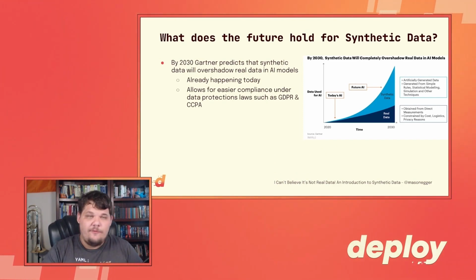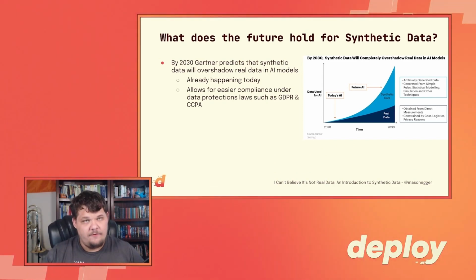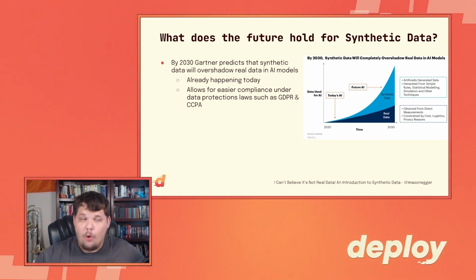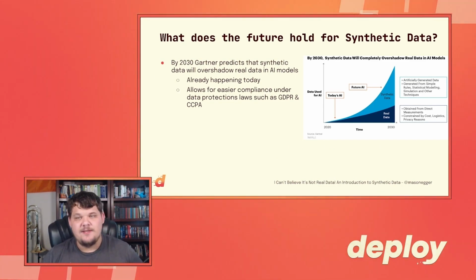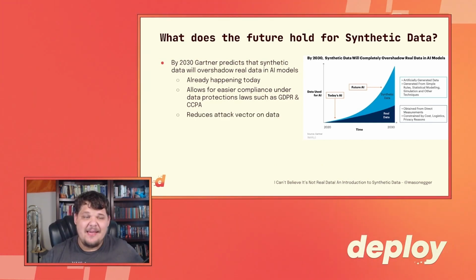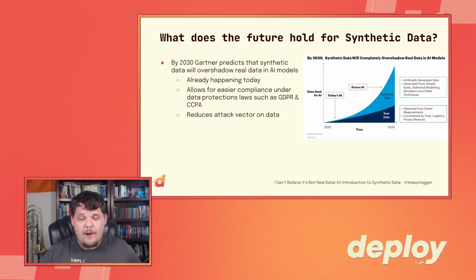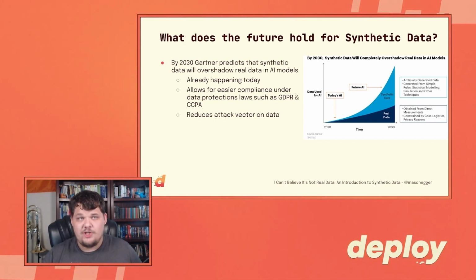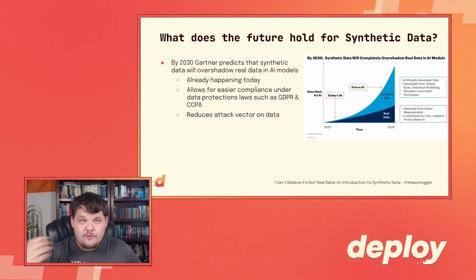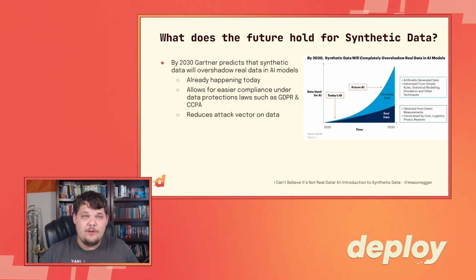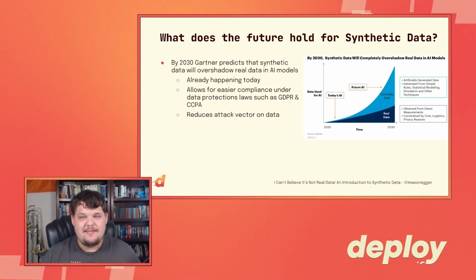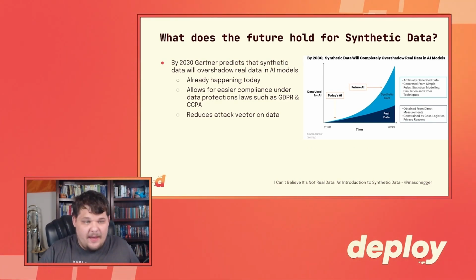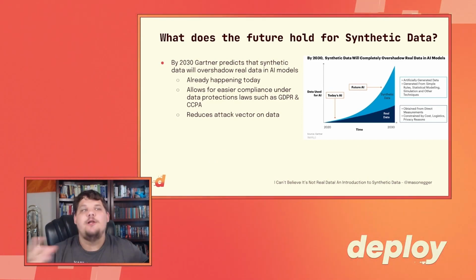Not only does it allow us to train models without having to worry about using production data, or to just create more data as we need it, it allows easier compliance under data protection laws such as GDPR and CCPA, and it reduces the attack vector on data. Right now, every single person who has access to your production data is an attack vector to get into it. But if only 1 or 2 people had access to it and everybody else in the company worked with synthetic data, then you've reduced the attack vector by a large factor, and you don't have to worry as much about data breaches.